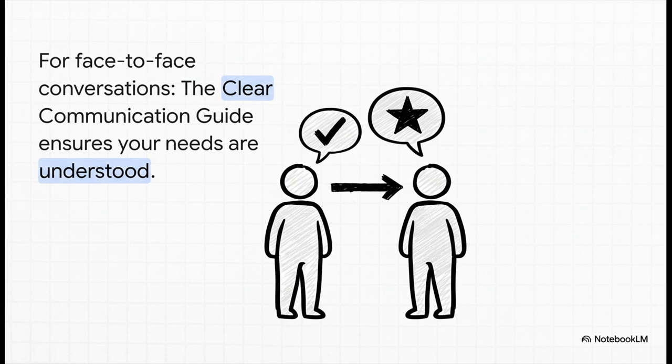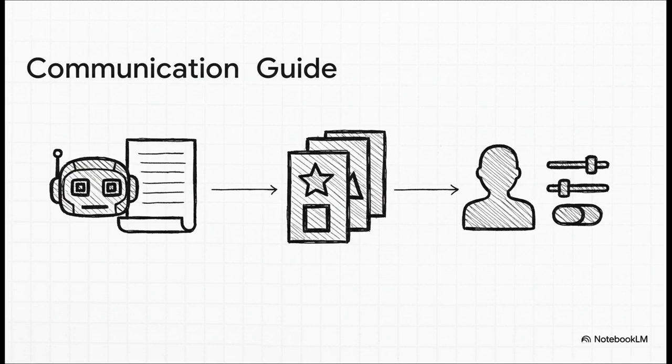Written requests are one thing, but what about those really challenging face-to-face conversations? For that, the final tool in this section is the Clear Communication Guide. Now this is pretty cool. This guide can use AI to help you prepare. It can generate practice scripts for those tough conversations, it can offer up templates for all kinds of scenarios, and it helps you define your communication preferences ahead of time. The whole point is that you can walk into a conversation feeling prepared and confident that you're going to be understood on your own terms.